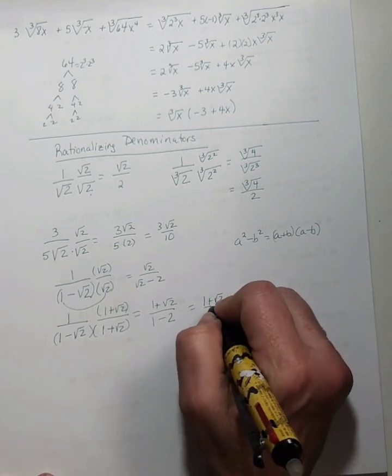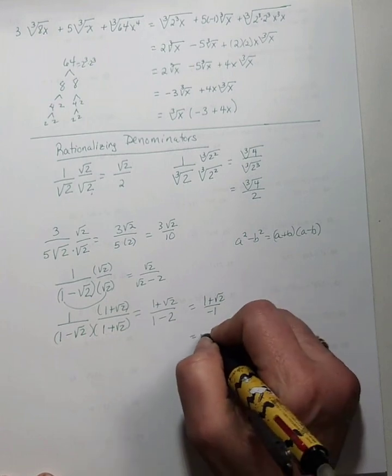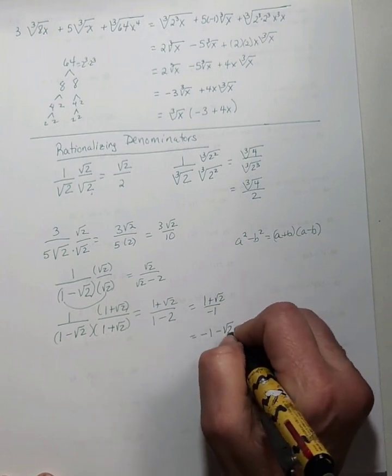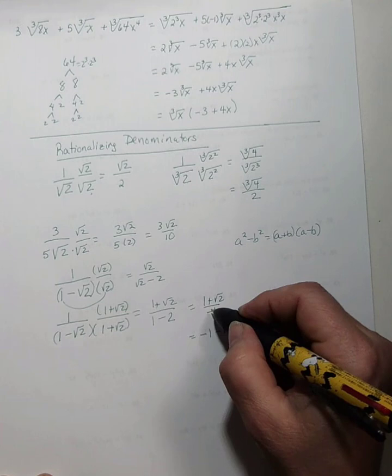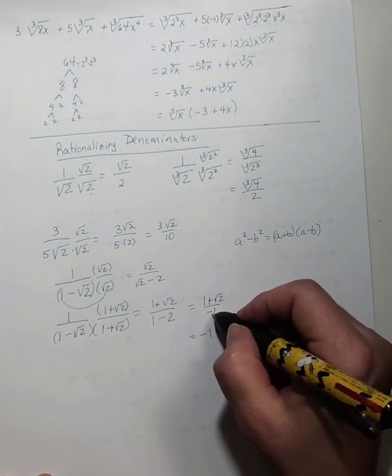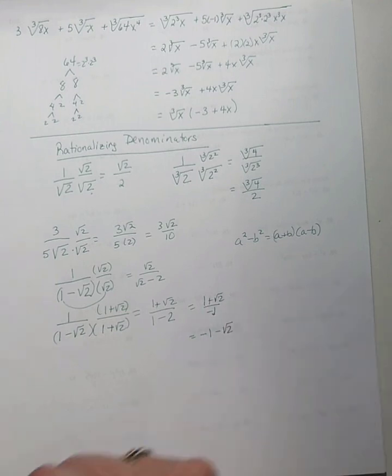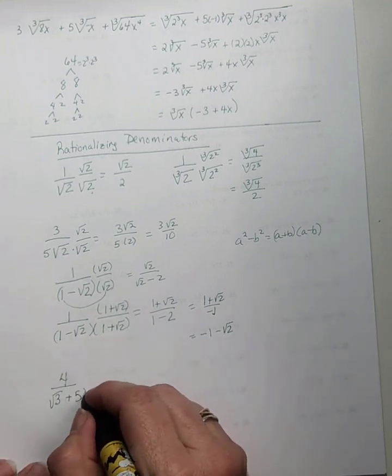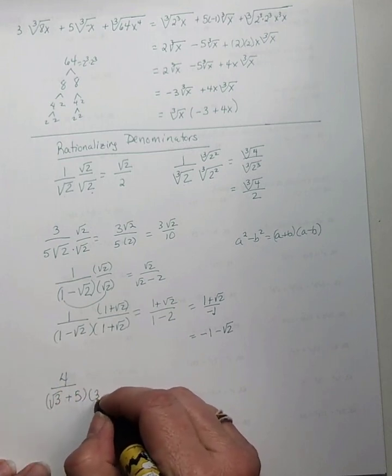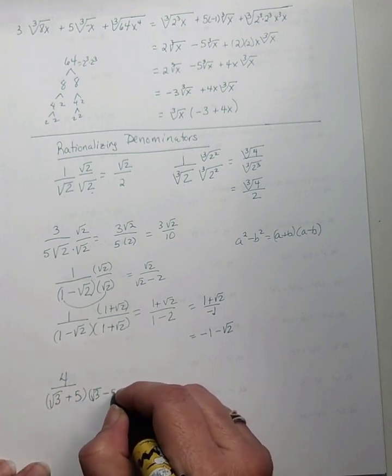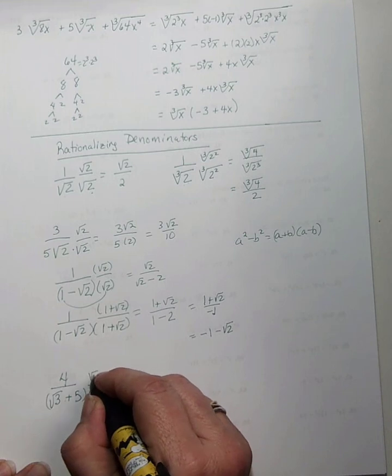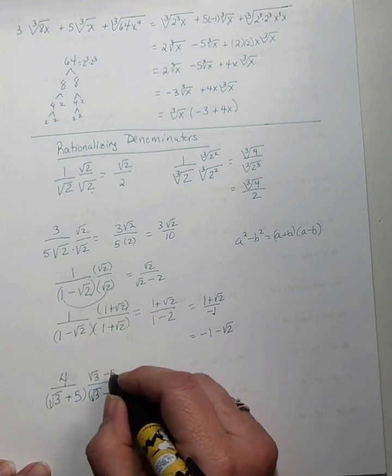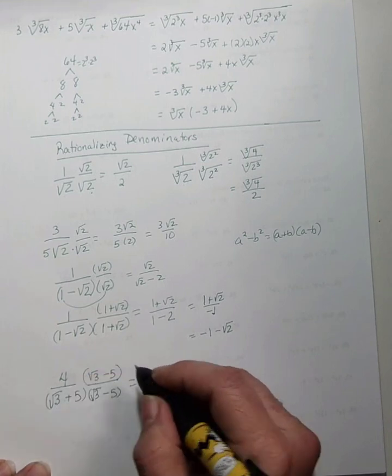We now just have a number on the bottom, -1, or we could say -1 minus square root of 2, because remember, if you have a number there, you'd have to put it over that and over that. So we could rewrite it like this. So if I had something like this, I'd multiply top and bottom by 3 square root of 3 minus 5. On the top, square root of 3 minus 5. And I'd work this out.